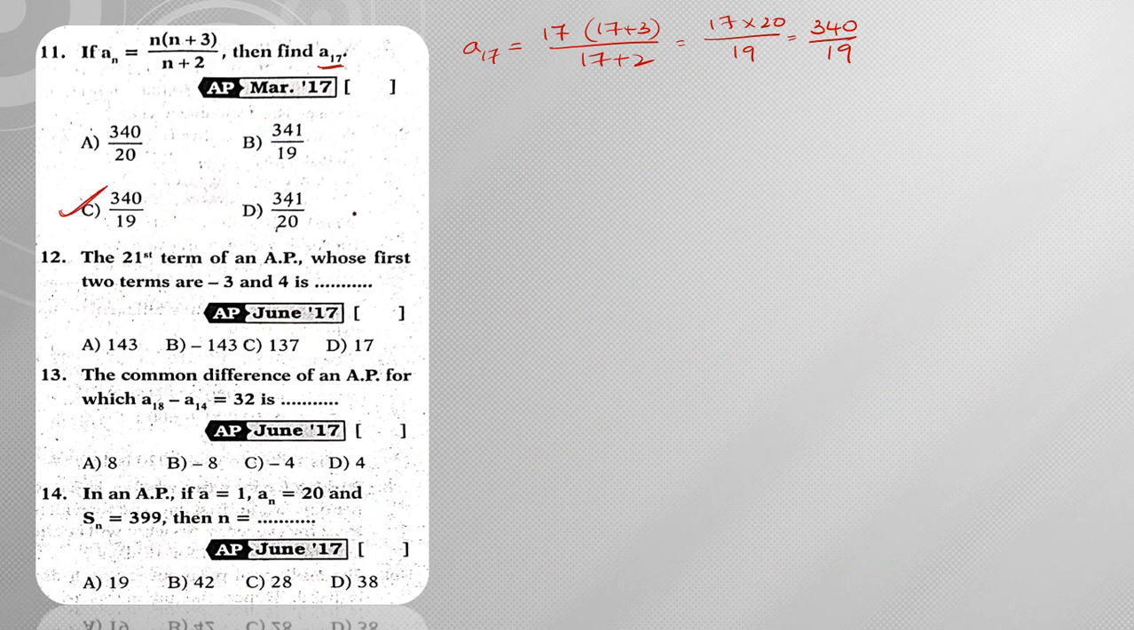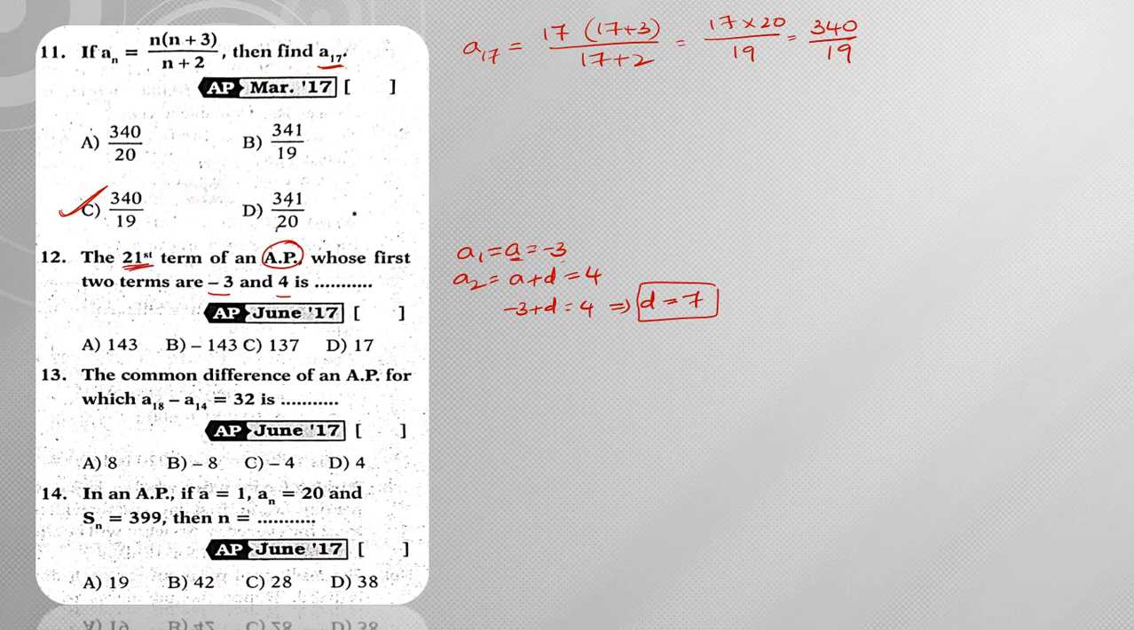Next, the 21st term of the AP whose first two terms are minus 3 and 4. Here A1 is equal to A, which is minus 3, and A2, since he is talking about AP, I can write as A plus D. So A plus D is equal to 4. When I substitute the value of A, minus 3 plus D is equal to 4. Then D is equal to 4 plus 3, which is 7. So the common difference is 7.